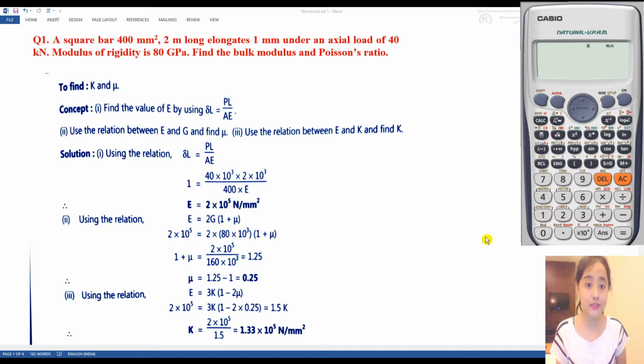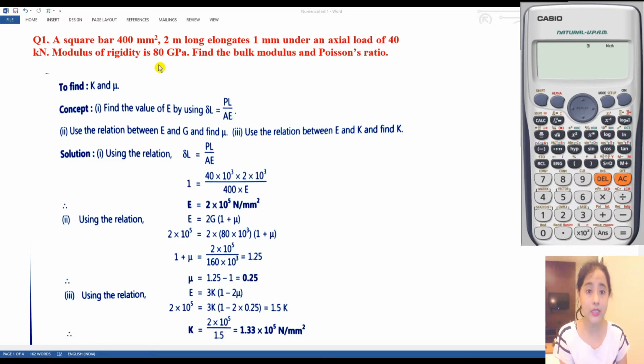Now to find this K, we need to use the relationship between modulus of elasticity E and bulk modulus K. Okay, and then we need to find Poisson's ratio. So first we need to have E, Young's modulus E, right? Modulus of elasticity. So that is not given. So let us first find E.